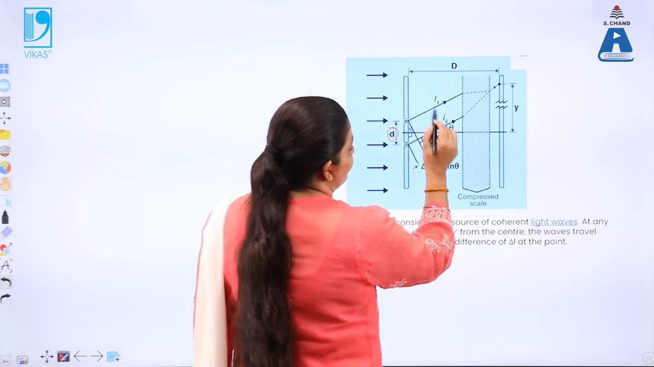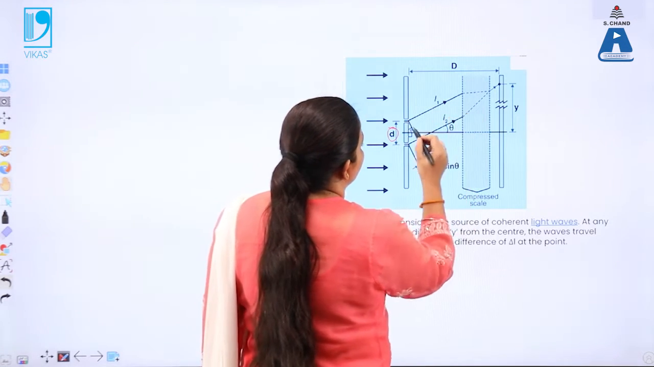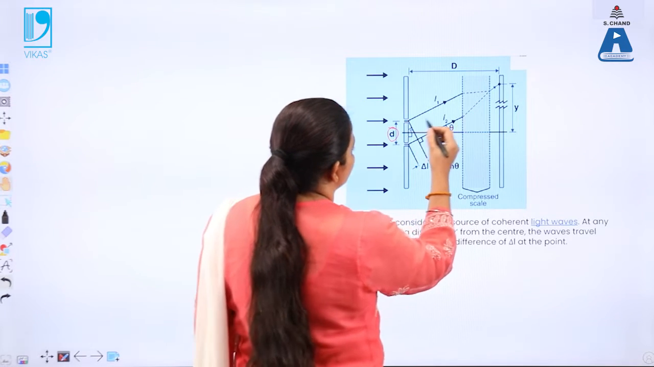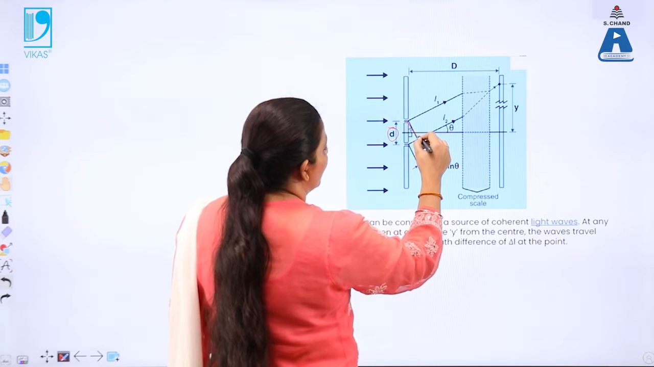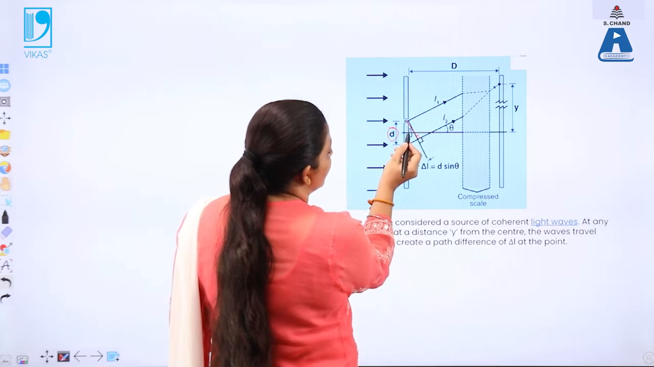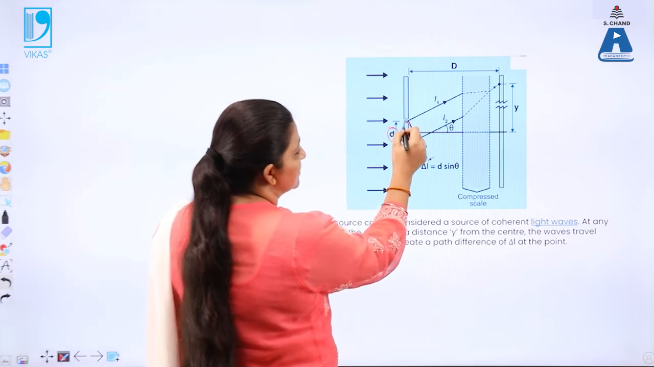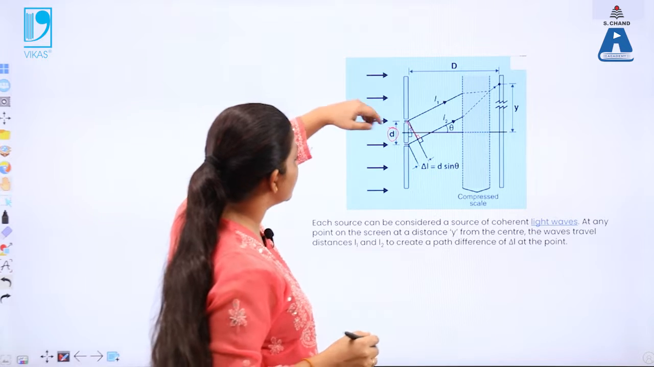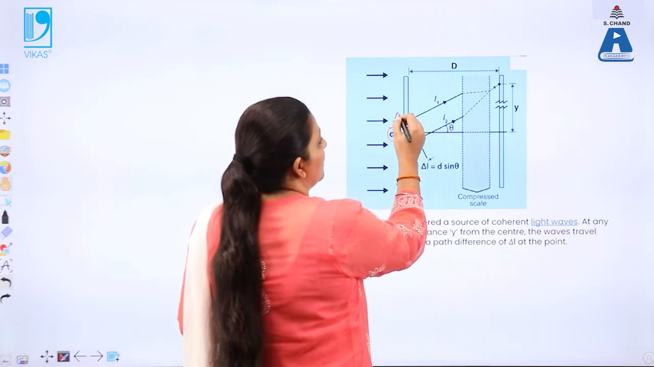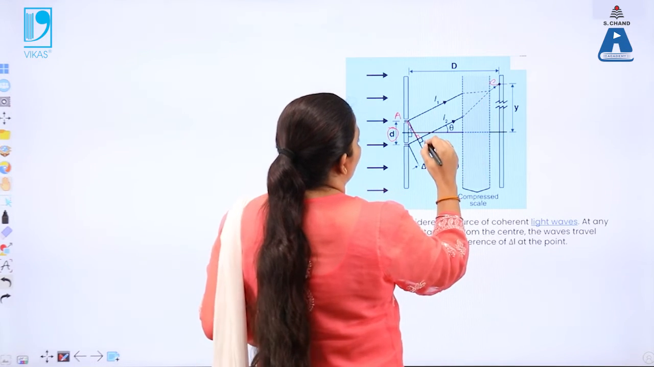Now one ray is coming from S1, and the second is coming from S2. Now we will drop a perpendicular over here. Again this theta is formed with the slit, with the distance between the two slits. Now you can say that this is a point A, this is a point C, and that is a point B over here.